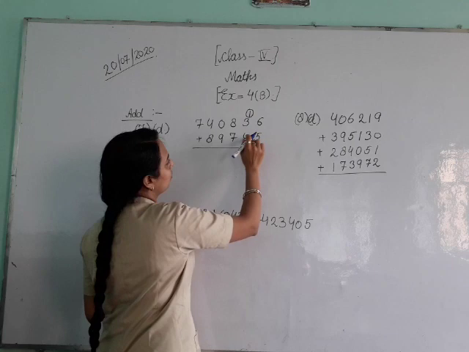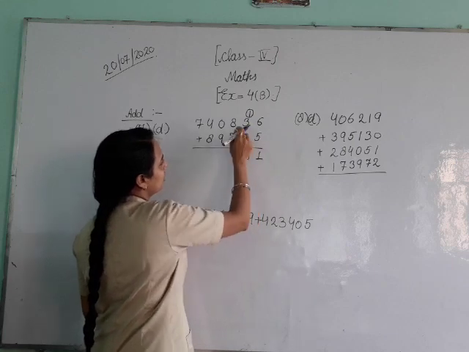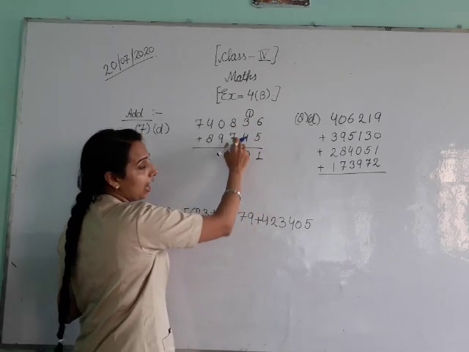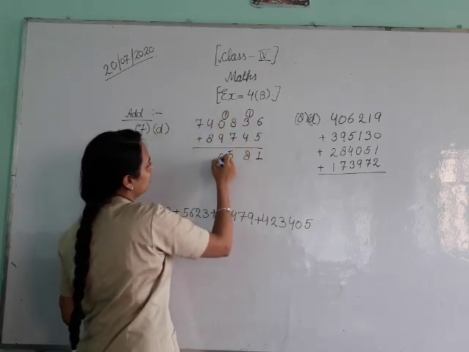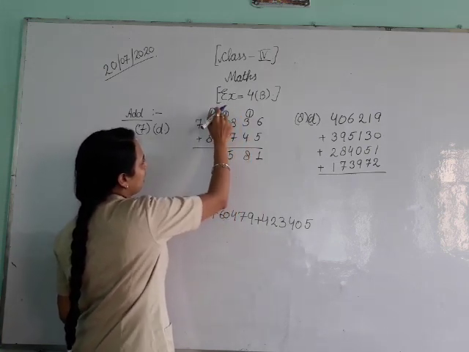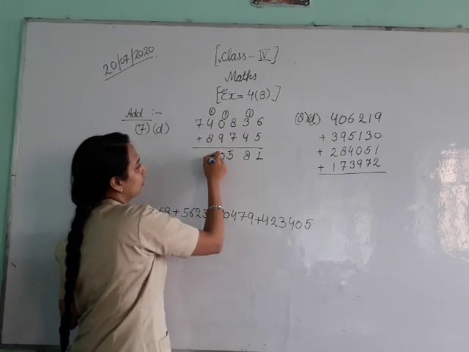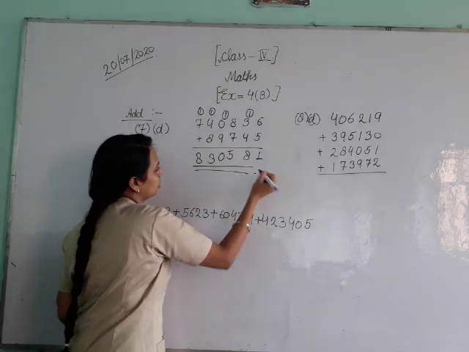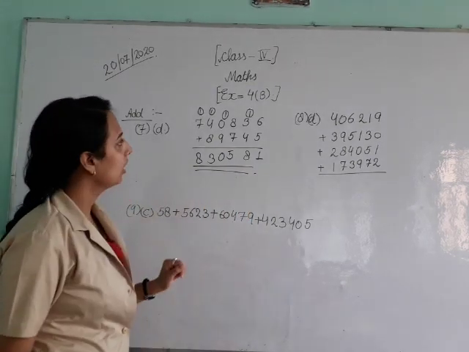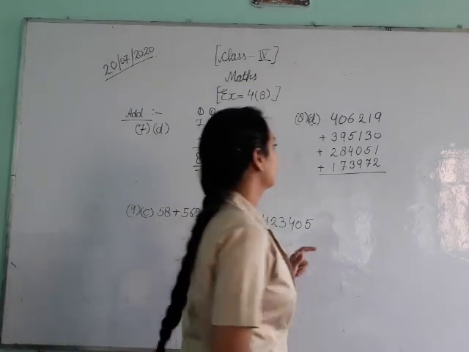Put here 1. 4 and 4 are 8. Then 8 and 7 are 15. 1. 9 and 1 are 10. Then 8 and 1, 9. 9 plus 4, 13. And 1, 8. Understood? This is your answer. Okay. Now come on to the 8 D part.